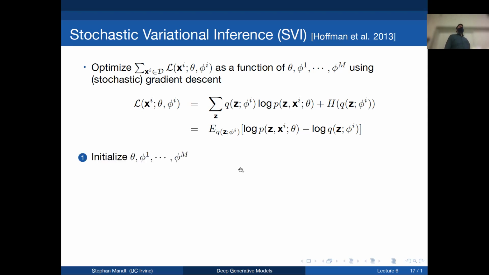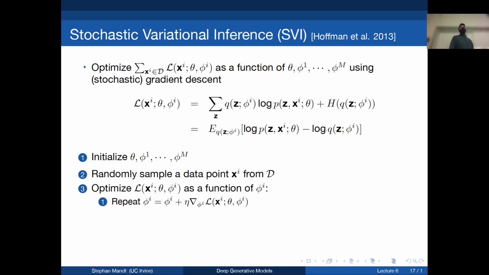And the algorithm would essentially proceed as follows. You initialize all of these parameters, and you randomly select a single data point from your data set, as you do in stochastic gradient descent. And then the first step is to actually optimize your evidence lower bound over the variational parameters for this specific sampled data point. So you look only at L of xi, theta, and phi I, and you first maximize it with respect to phi I.